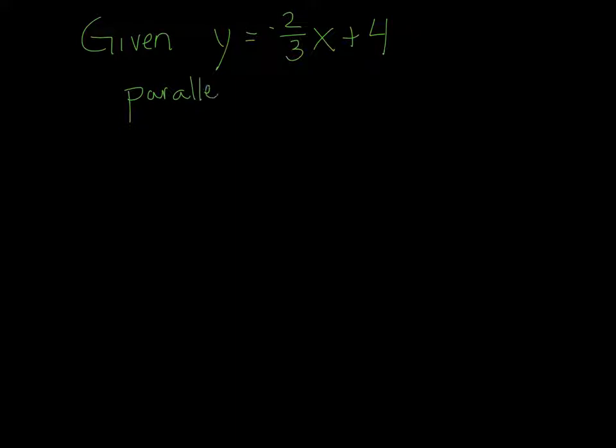So let's just look at a couple examples of this. So all you have to do is, given y equals -2/3 x plus 4, what is going to be the slope of a line parallel? So a parallel slope and a perpendicular slope.